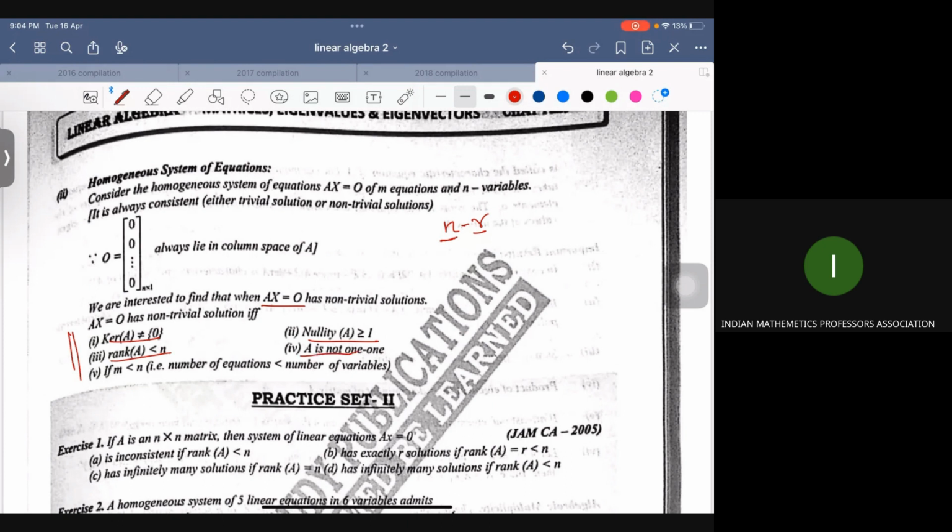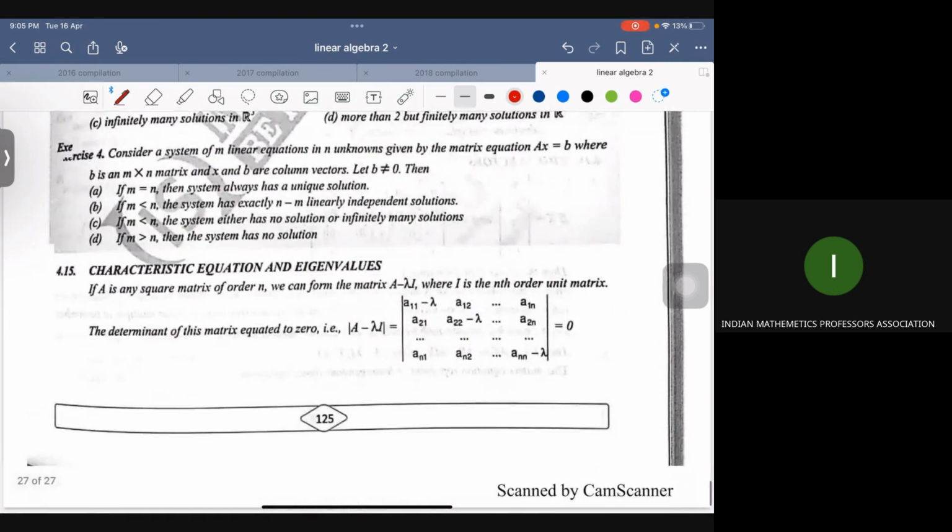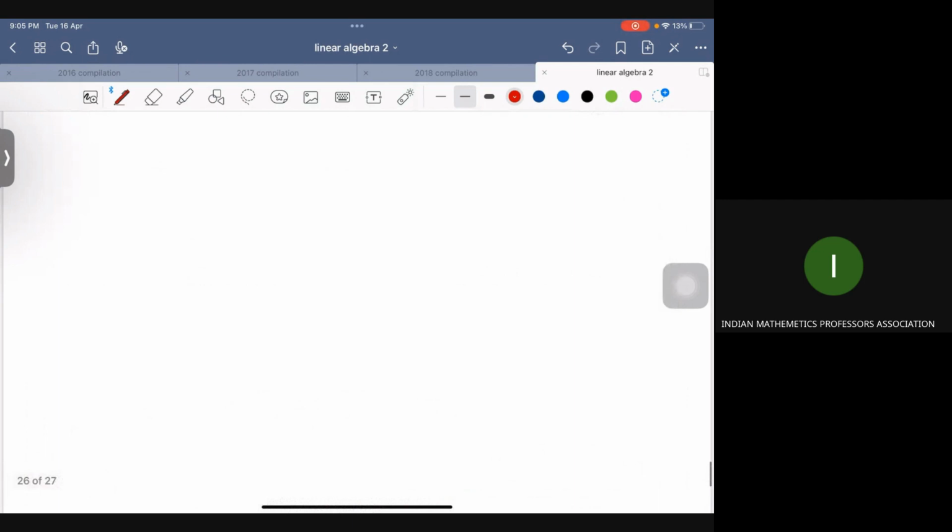And yesterday we saw if kernel is equal to zero, T is one-one. Here kernel is not equal to 0, hence T is not one-one. So A is not one-one. If m is less than n, number of equations is less than number of variables, then it has a non-trivial solution. That's all for today. We are going to solve some problems.